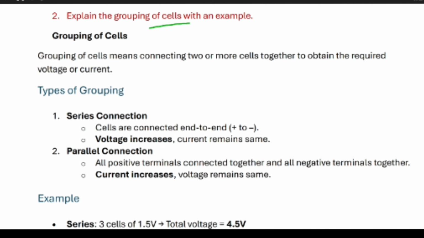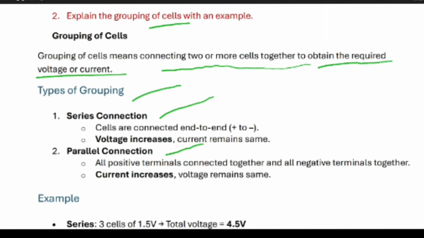What do you mean by grouping of cells? With an example, explain the grouping of cells. Grouping of cells means connecting two or more cells together to obtain a proper voltage or current. It is a combination of two or more cells that produces the voltage and current. There are two types of grouping: series connection and parallel connection. A series connection is connected end to end. In a series connection, if you increase the voltage, the current remains the same.